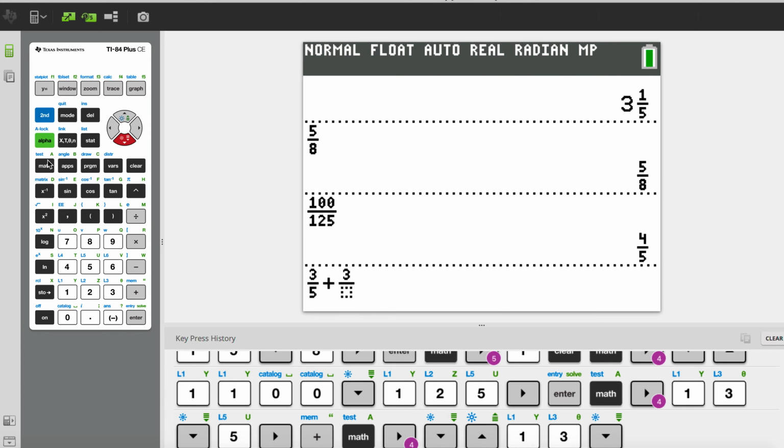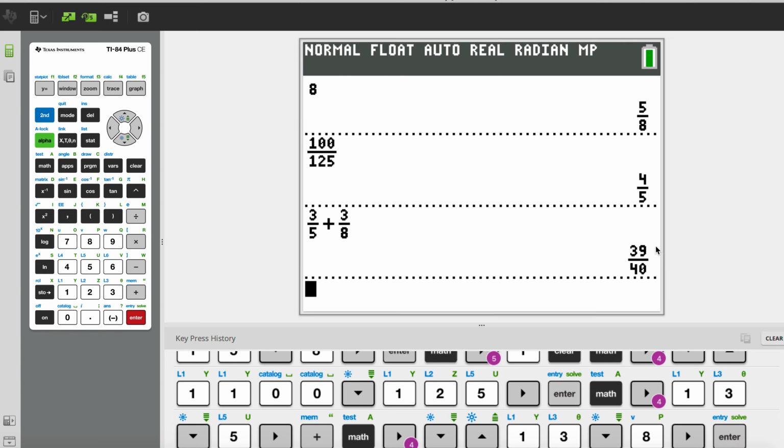So for example, if I want to plus, I don't have to change any base. It will change for me and actually simplify for me, which is 39 over 40. So it's pretty convenient, isn't it? This is why we like this a lot.